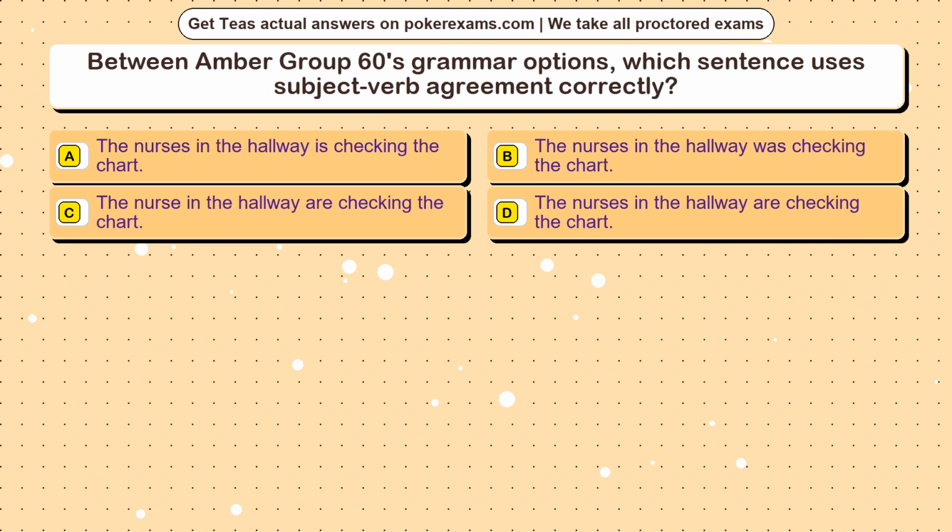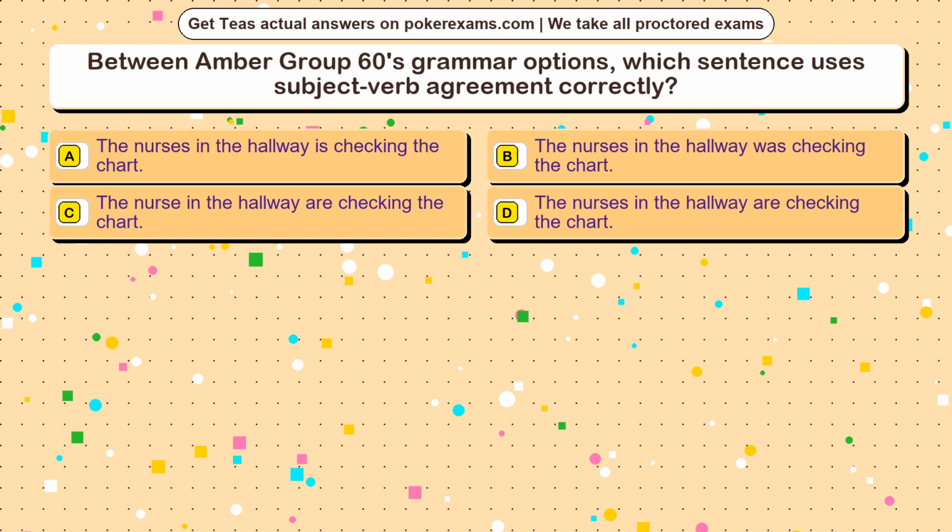Question 21. Between Amber Group 60's grammar options, which sentence uses subject-verb agreement correctly? Option A. The nurses in the hallway is checking the chart. Option B. The nurses in the hallway was checking the chart. Option C. The nurse in the hallway are checking the chart. Option D. The nurses in the hallway are checking the chart.